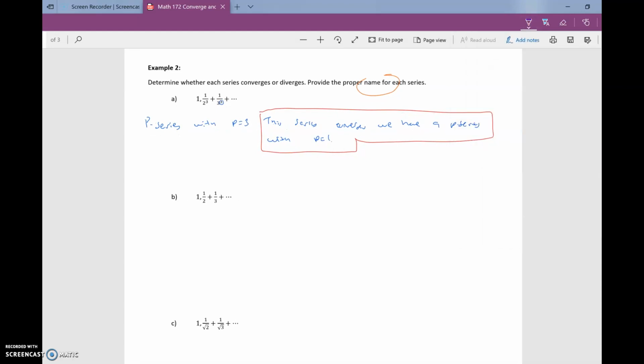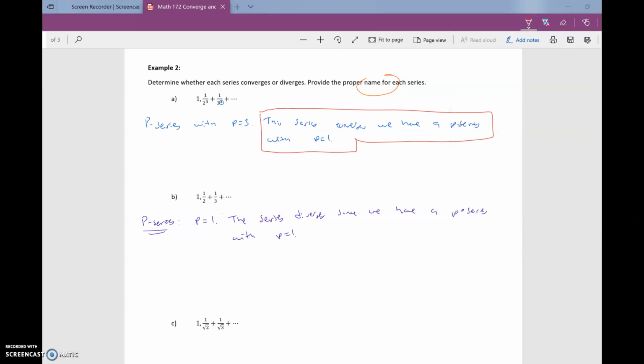The second problem is also a p-series, except that this one is going to be with p equal to 1 in order to fit the pattern. So this one is going to diverge. You would simply say diverge, or the series diverges, since we have a p-series with p equal to 1.